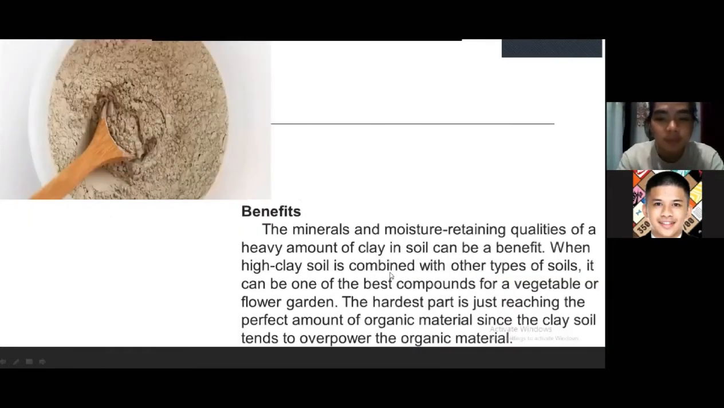Benefits. The minerals and moisture-retaining qualities of a heavy amount of clay in soil can be a benefit. When high clay soil is combined with other types of soil, it can be one of the best compounds for a vegetable or flower garden. The hardest part is just reaching the perfect amount of organic material, since clay soils tend to overpower the organic material.